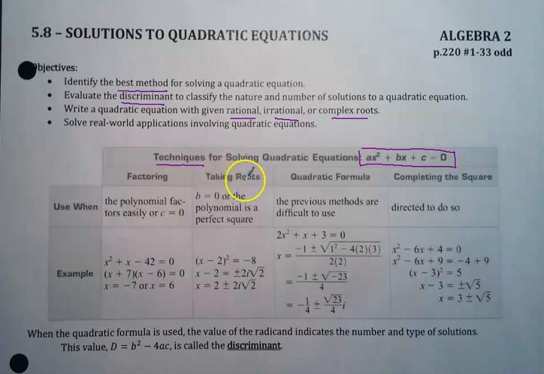Okay, then we have taking roots. You should use it when b equals 0 or the polynomial is a perfect square. So we're like, oh, this is a perfect square because we see this square here. All right, the quadratic formula. You should use it when the previous methods are difficult. If anything is difficult, the quadratic formula is always going to be there.